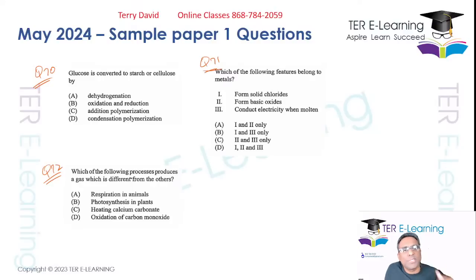Right, so glucose into starch, right? So a lot of people saying the answer is D. Yeah, it is D, right? It's a condensation polymerization taking place there, right? Glucose into starch.